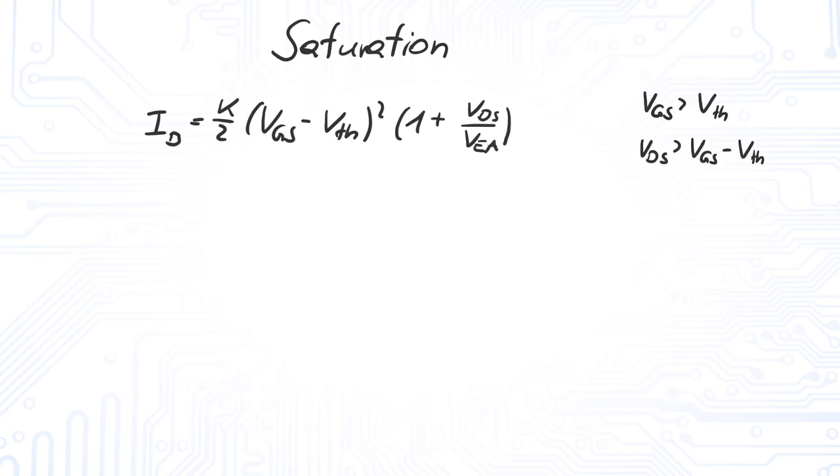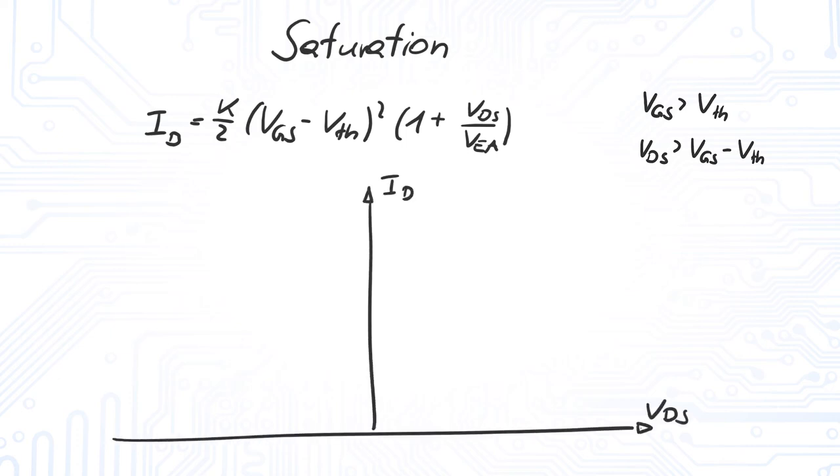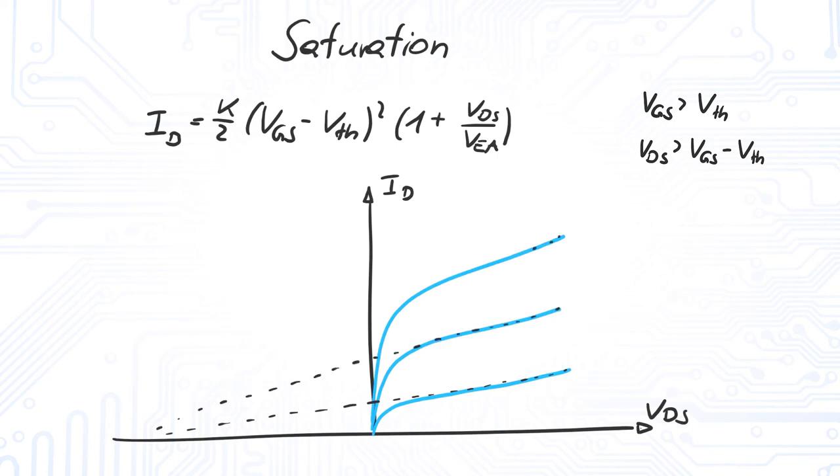In the saturation region, the transistor's operation can be described with this equation. K is the transistor parameter. It tells us how much current flows through our transistor at a certain voltage. VEA is the early voltage, which is a neat way to quantify the slope of the different lines in the saturation output characteristic. The fact that the drain current is a function of the gate source voltage makes saturation the main region of operation for analog circuits.